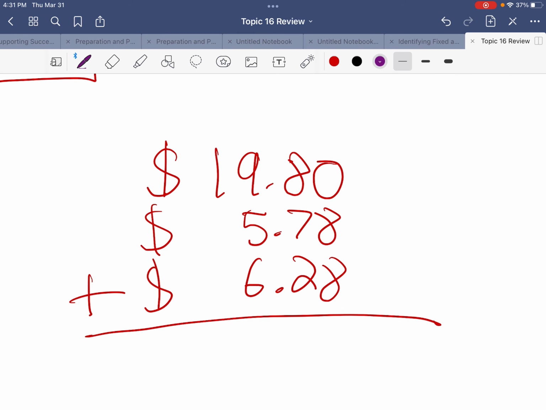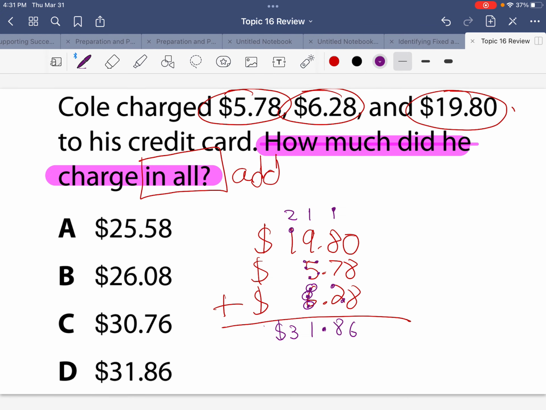So 8 plus 8 is 16. Carry my 1, drop my 6. I have 8, 9, 10, 11, 12, 13, 14, 15, 16, 17, 18. Carry my 1, drop my 8, drop my decimal. I have 9, 10, 11, 12, 13, 14, 15, 16, 17, 18, 19, 20, 21. Carry my 2, drop my 1. I have 2, 3. So he charged $31.86. It is D.